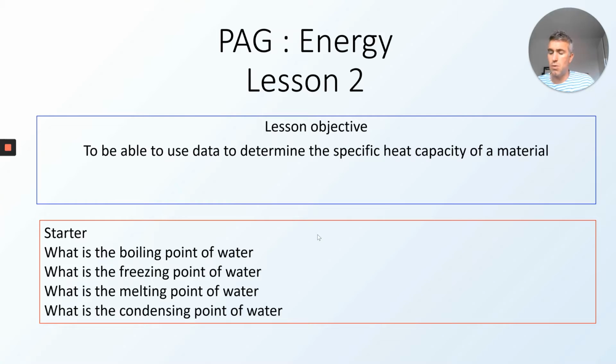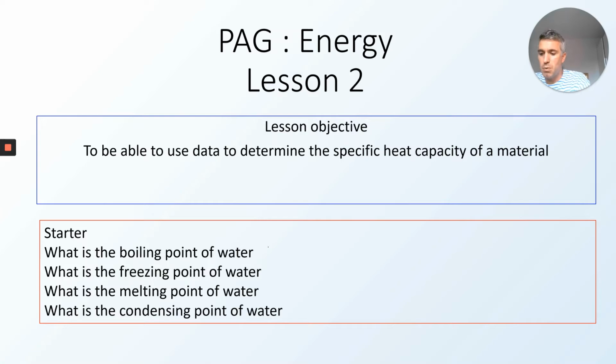4 questions. What is the boiling point of water? What is the freezing point of water? What is the melting point of water? And what is the condensing point of water? Just need some numbers. Pause, write down the numbers, and we'll check when you're done. Okay, let's just get this on pen mode.